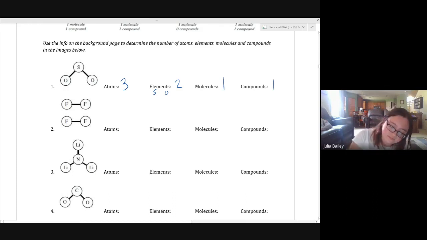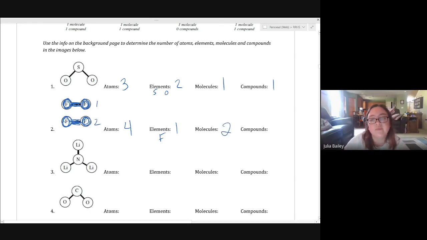We look at number 2, and I see 4 different little circles labeled F, so that's 4 atoms. There's only one type of element here, all of it's fluorine. Molecules, I see a connector here, and then this other thing is connected here. They're not connected to each other, so that's one molecule here and a second molecule there. That's 2 molecules. And compounds, there's only one type of element here. That means there's no compounds, because a compound has to have more than one type of element. There's only fluorine here, so it cannot be a compound.